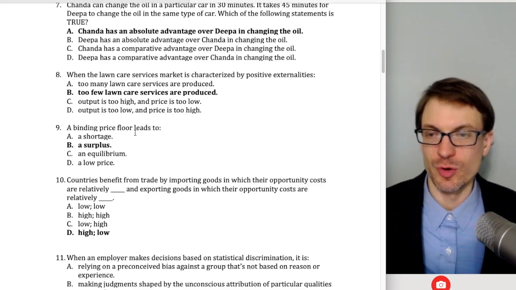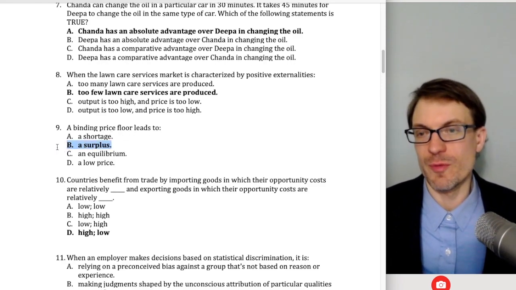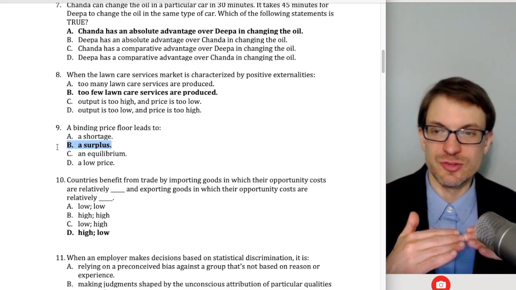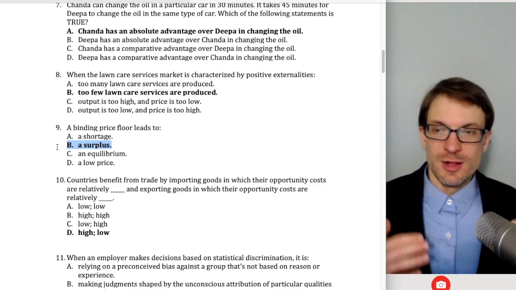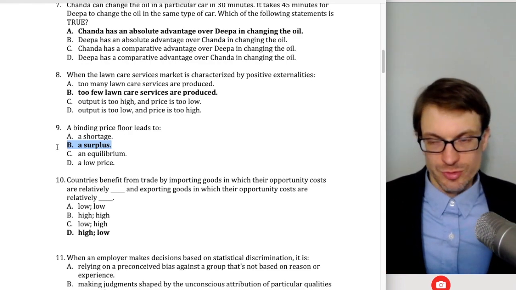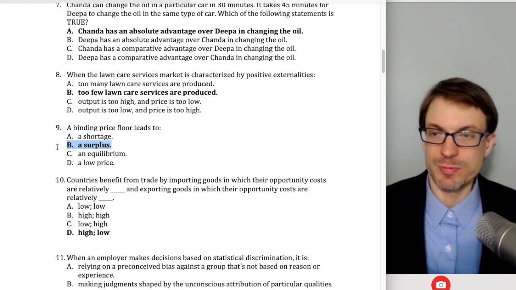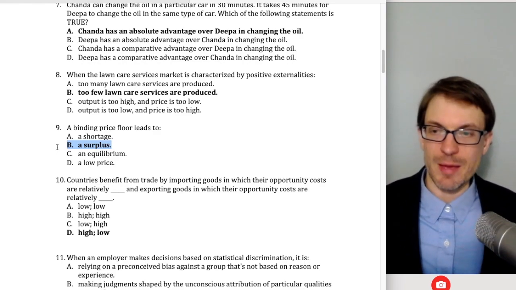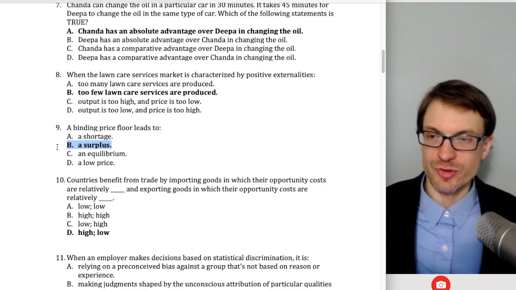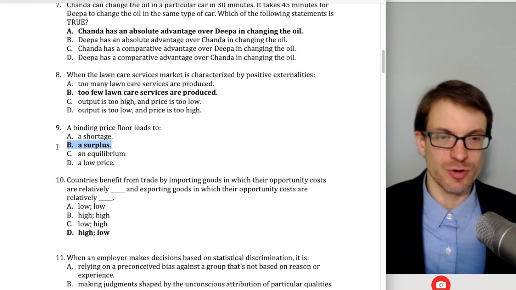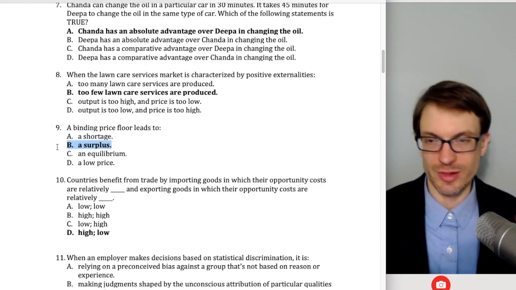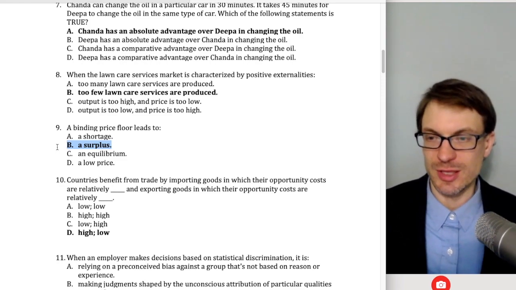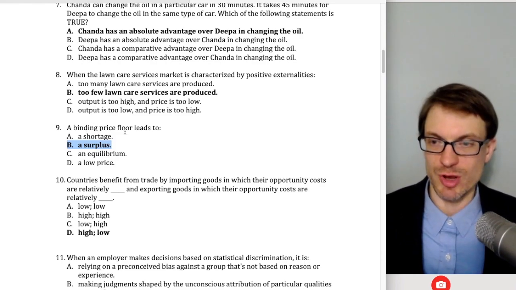A binding price floor leads to a surplus. For a binding price floor, I think of the minimum wage. It's above the equilibrium, and it leads to unemployment. Unemployment is the term we give to a surplus in the labor market. That part's not controversial. Any binding price floor is going to lead to a surplus in the labor market. That's unemployment. So if the minimum wage is binding, we're going to have a situation with unemployment.